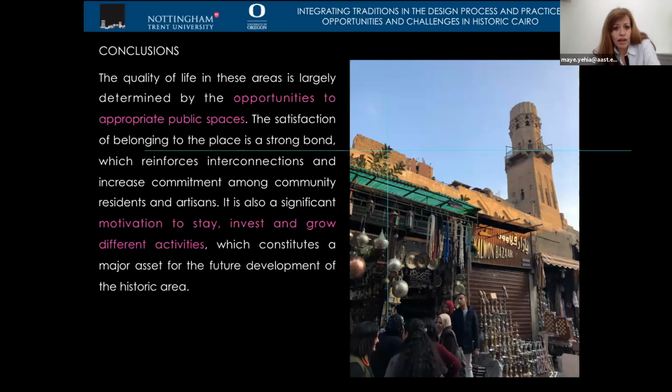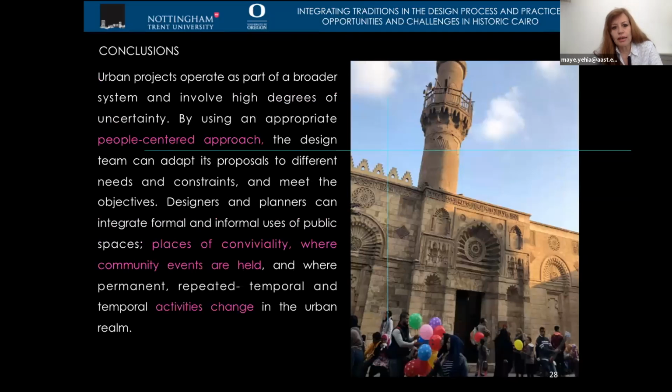So the quality of life in these areas is largely determined by the opportunity to appropriate public spaces. The satisfaction of belonging to the place is a strong bond which reinforces interconnections and increased commitment among community residents and artisans. It's also a significant motivation to stay, invest, and grow different activities which constitute a major asset for the future development of the historic area.